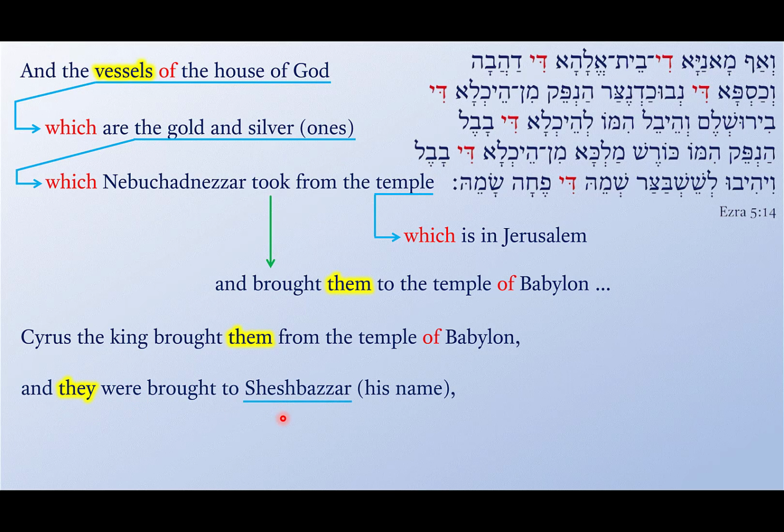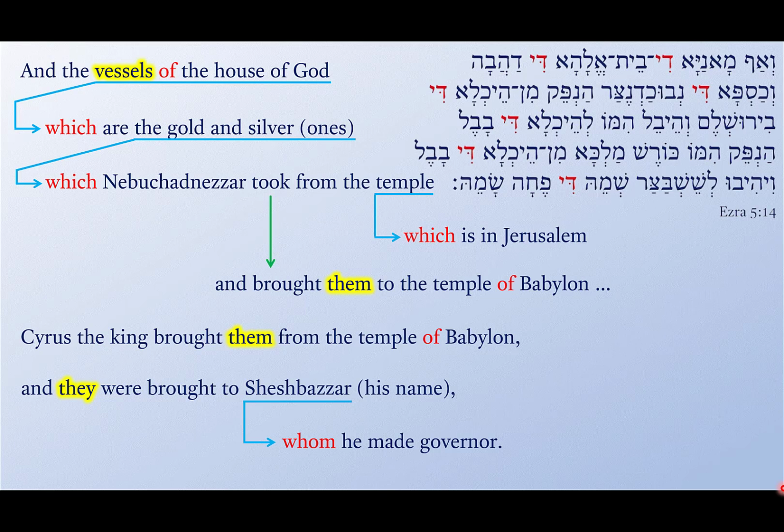And they were brought to Sheshbazzar, his name. Well, what's going to happen with the last D? Well, once again, we go back to relative clauses. Whom he made governor. Okay. So this brings us to the end of these 7 uses of D.